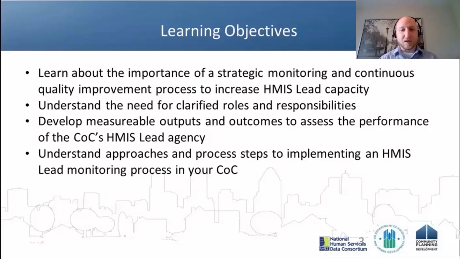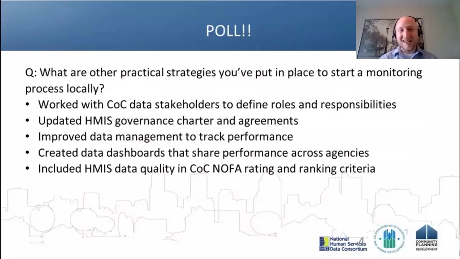And then lastly, we'll start to provide some concrete and actionable steps to help you as HMIS leads, system administrators, or COC data leadership understand what this process might look like within your own continuum of care. They're pretty lofty goals and objectives, but we think we can get through them in about 60 minutes.